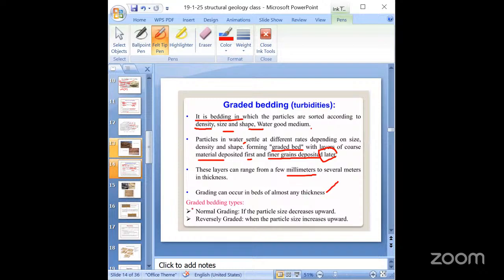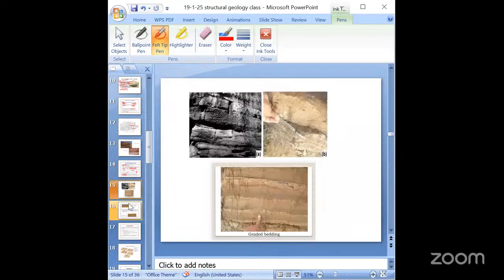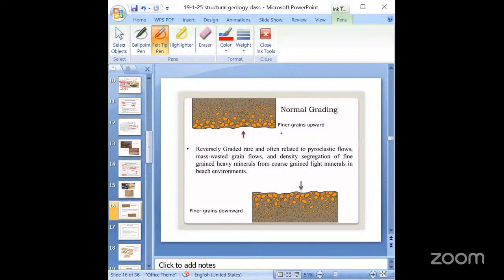Now, there are two types of graded bedding. The first one is normal grading and the second one is reverse grading. Normal grading means the grain size, the particle size, decreases upward. That is called normal grading. You see this one. Fine grains going upward. It's called normal grading.